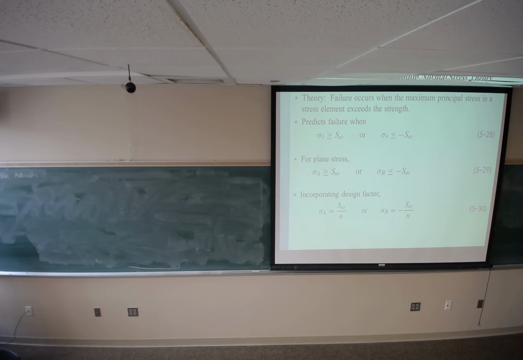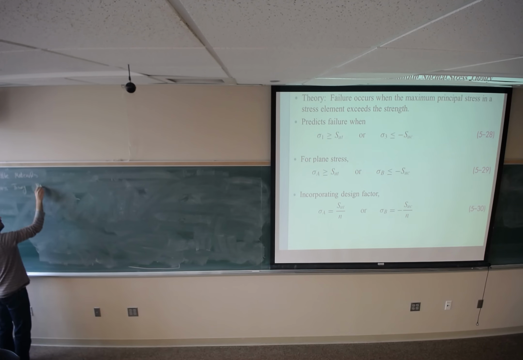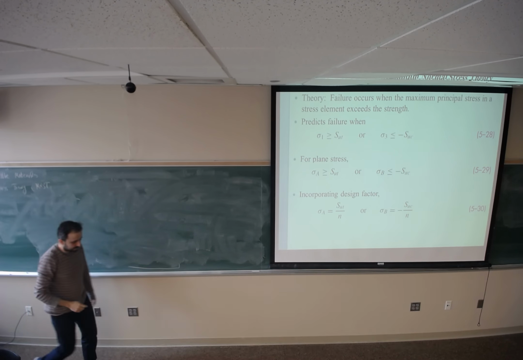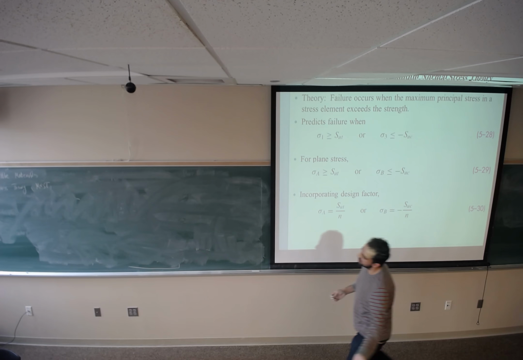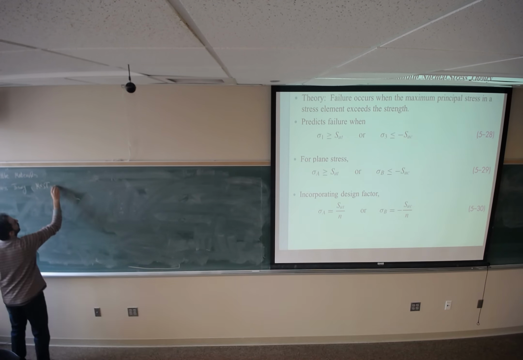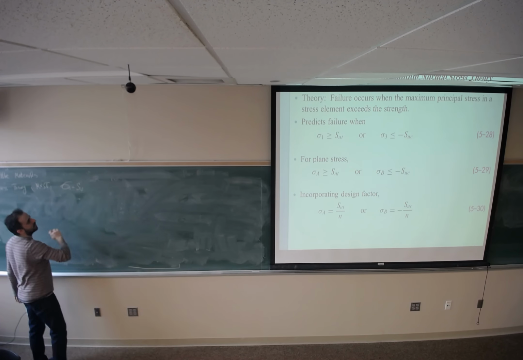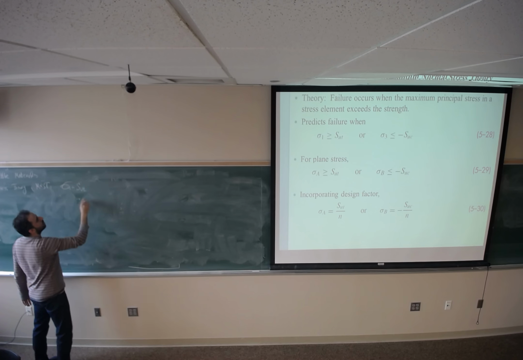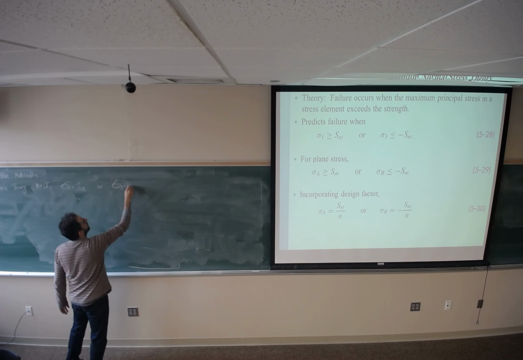So one, maximum normal stress theory, MNST. It says you should find the principal normal stresses, sigma 1, sigma 2, and sigma 3. So the failure criteria is sigma 1 equals S_UT, we don't have yield strength for brittle, or sigma 3 equals negative S_UC.